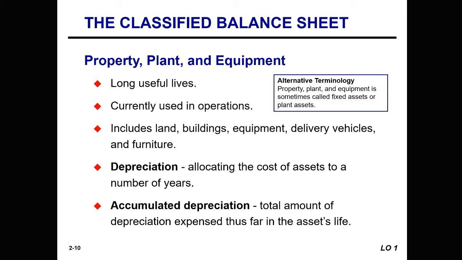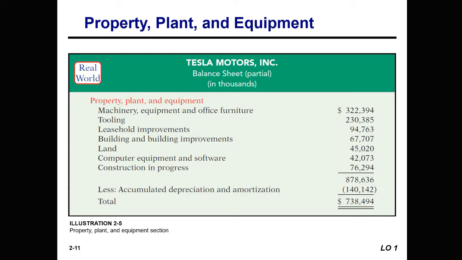Let's take a quick look at the property, plant, and equipment section of a balance sheet for Tesla Motors. You can see here they have machinery, equipment, and office furniture. They have tooling machines. They have leasehold improvements, buildings and buildings improvements, land, computer equipment and software, and then they have some construction in progress.